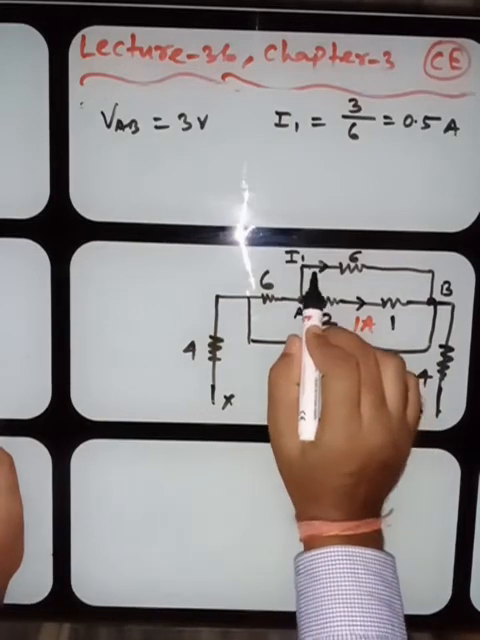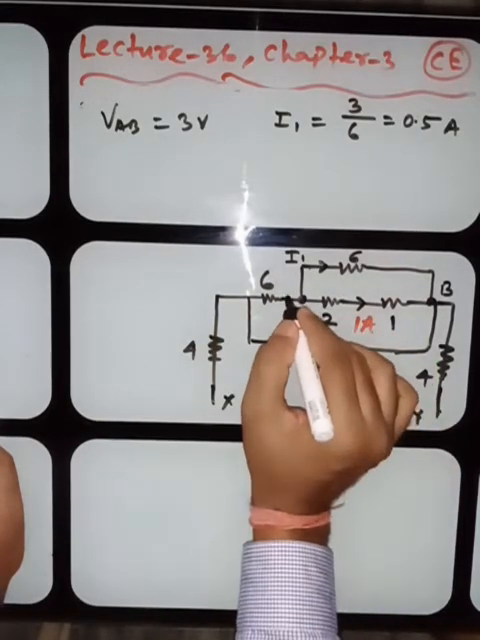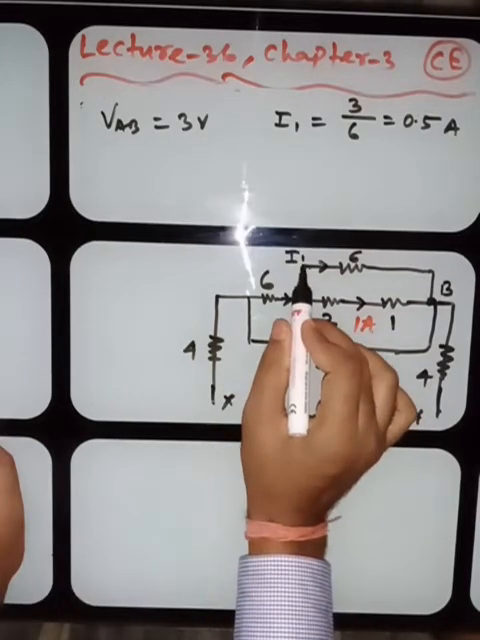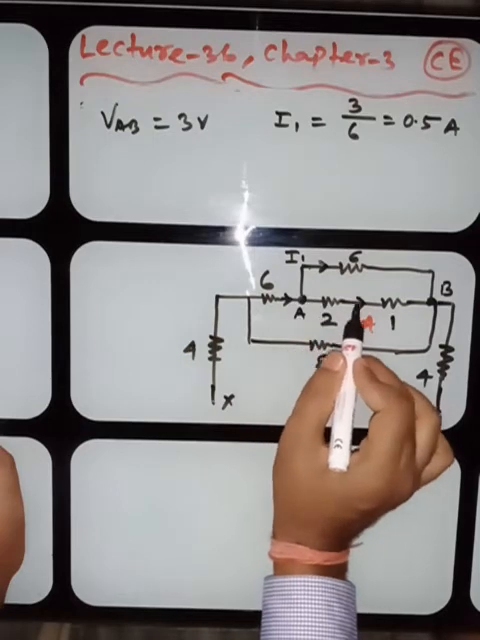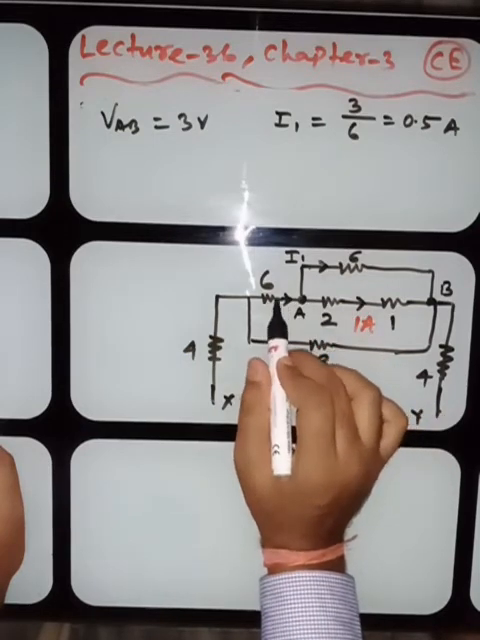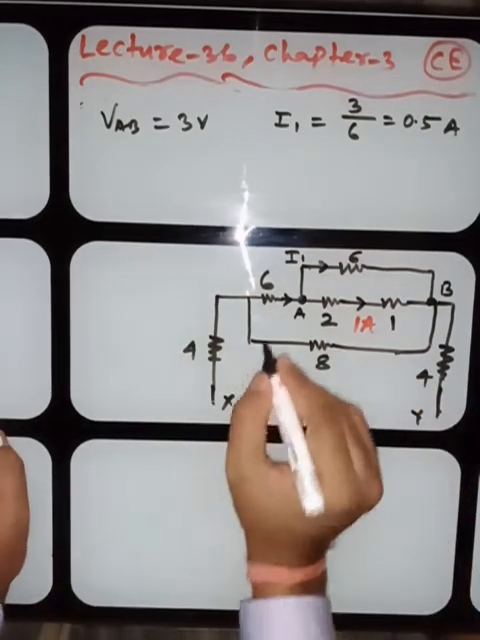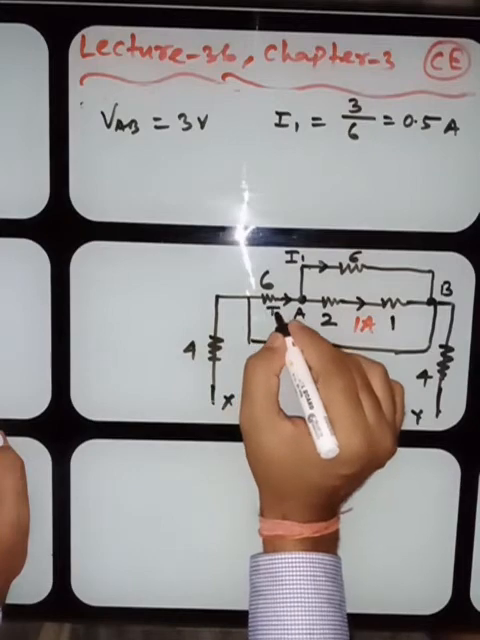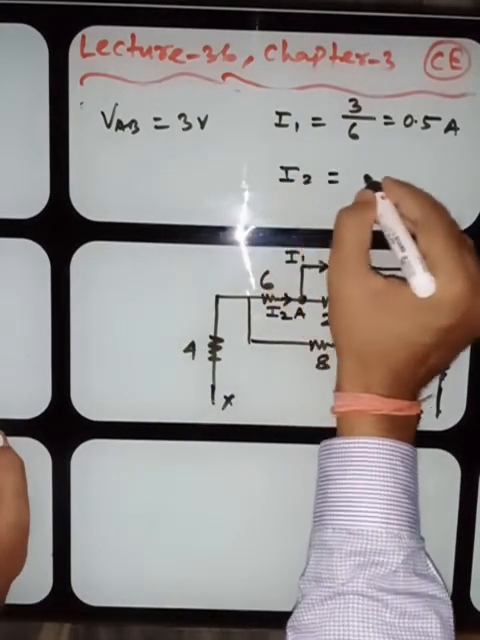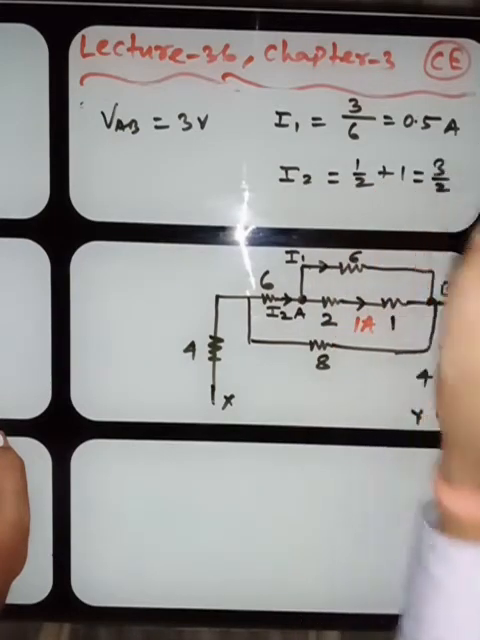So 1 by 2 ampere is moving here and 1 ampere is moving here. How much current is given by this one? Because half ampere goes in this direction and 1 ampere goes in this direction, the total current given by this resistor is 1.5, that is 3 by 2. Suppose this is current I2. So I2 must be half plus 1, 3 by 2.